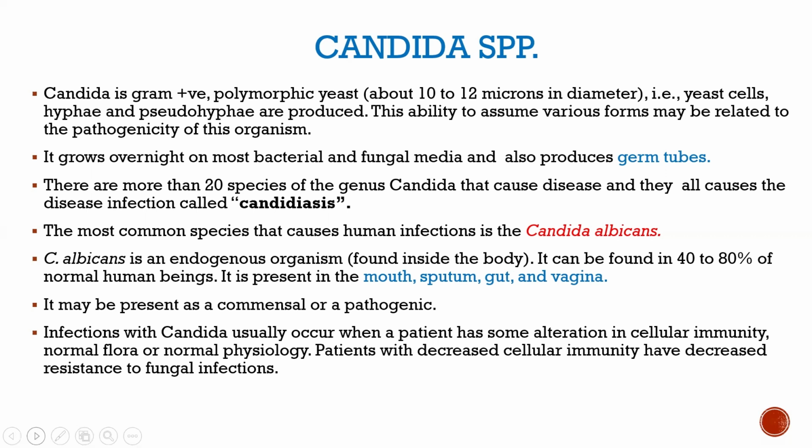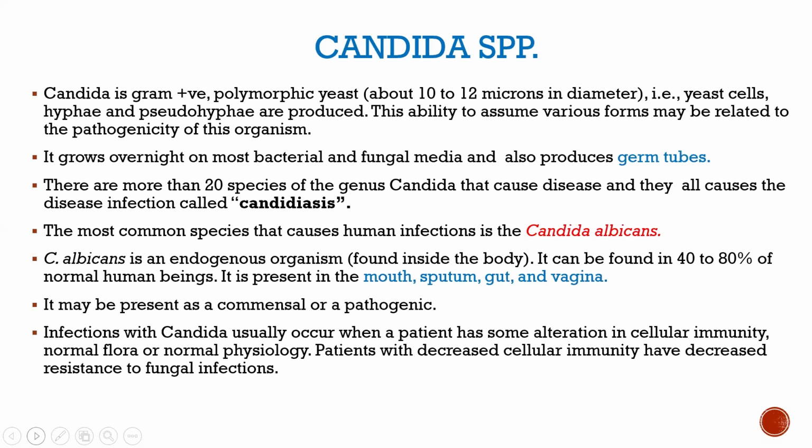So I think this is a familiar word to all of us. The most common species that actually causes human infection is Candida albicans. Like I said before, there are more than 20 species, but the one that majorly causes human infection is Candida albicans, and that's the one we're going to be concentrating on. Okay? So Candida albicans is an endogenous organism. Endogenous means that they are found inside the body. We have endogenous organisms and we have exogenous organisms. Endogenous are the ones found inside the body, and exogenous are the ones found outside the body. Okay, please know the difference.